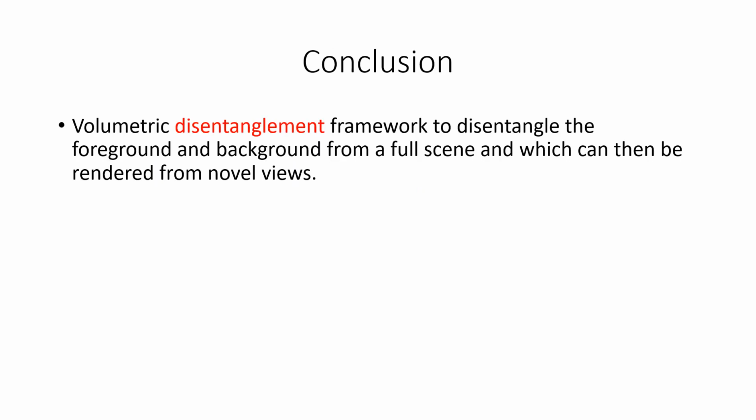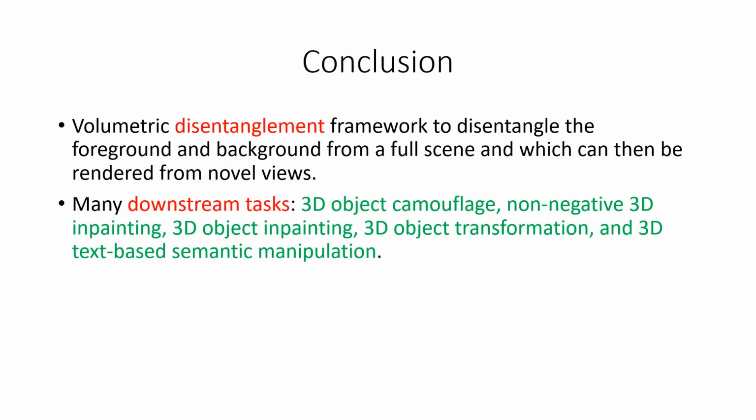To conclude, we provide a volumetric disentanglement framework whereby we can disentangle the foreground and background from the full scene, and whereby we can then render novel views both on the foreground and background in isolation. This enables many downstream tasks, such as 3D object camouflage, non-negative 3D inpainting, 3D object inpainting, 3D object transformation, and 3D text-based semantic manipulation. Thank you for your attention.